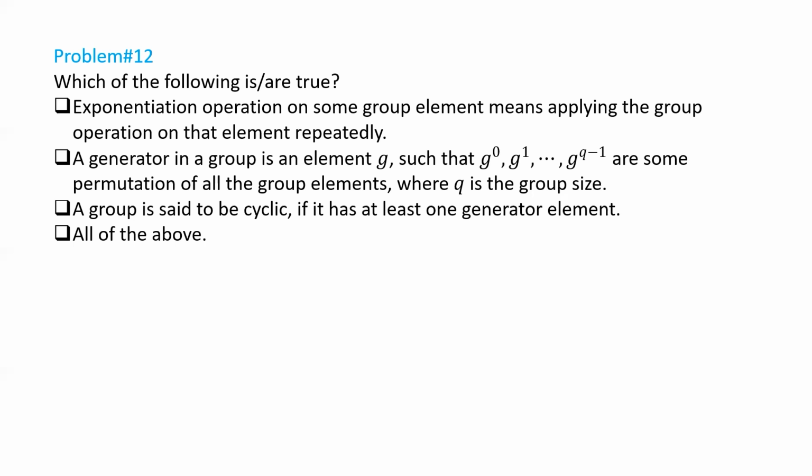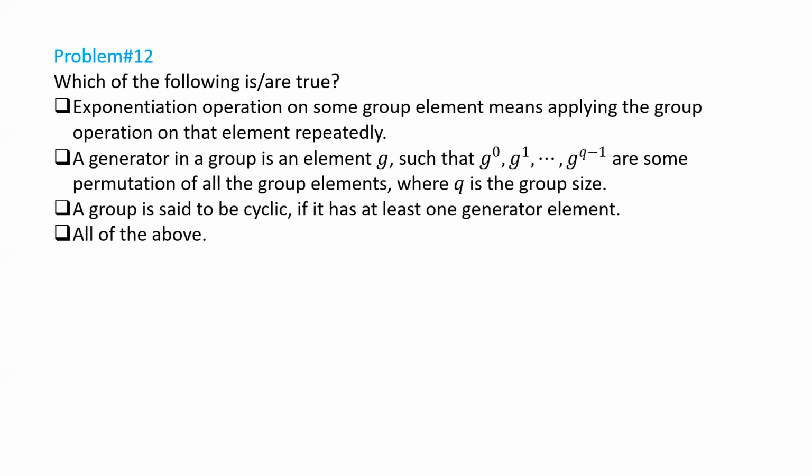Now, exponentiation on some group element G means that G to the power I is nothing but G dot G dot G like that applied. So the dot operation is applied I minus 1 times with the same group element G. That is the exponentiation operation. So the first statement is correct, that exponentiation operation on some group element means applying the group operation on that element repeatedly. To be more specific, to compute G to the power I, you need to apply the dot operation I minus 1 times with input being G.